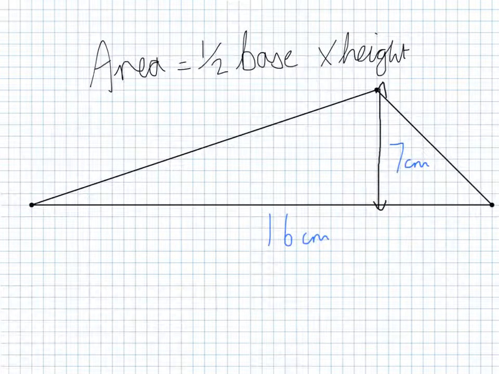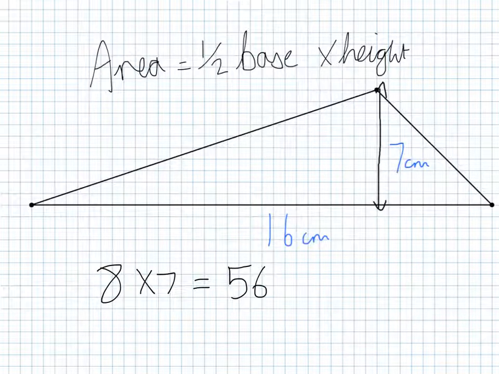The formula for finding the area of a triangle is quite similar and just as easy, I think. It's just finding half of the base and multiplying it by the height. So here's a triangle which has a base of 16 centimetres and a height of 7 centimetres. First of all, I'll halve the 16, which is 8 centimetres, and then I'll multiply it by 7. If I multiply 8 by 7, I have 56. So my answer is 56 centimetres squared.